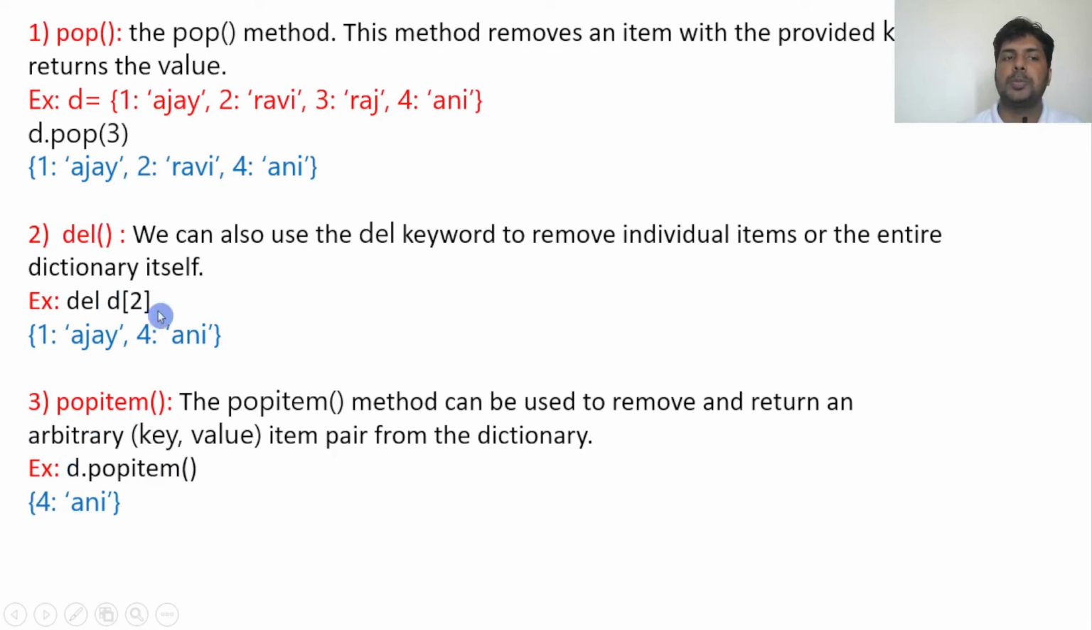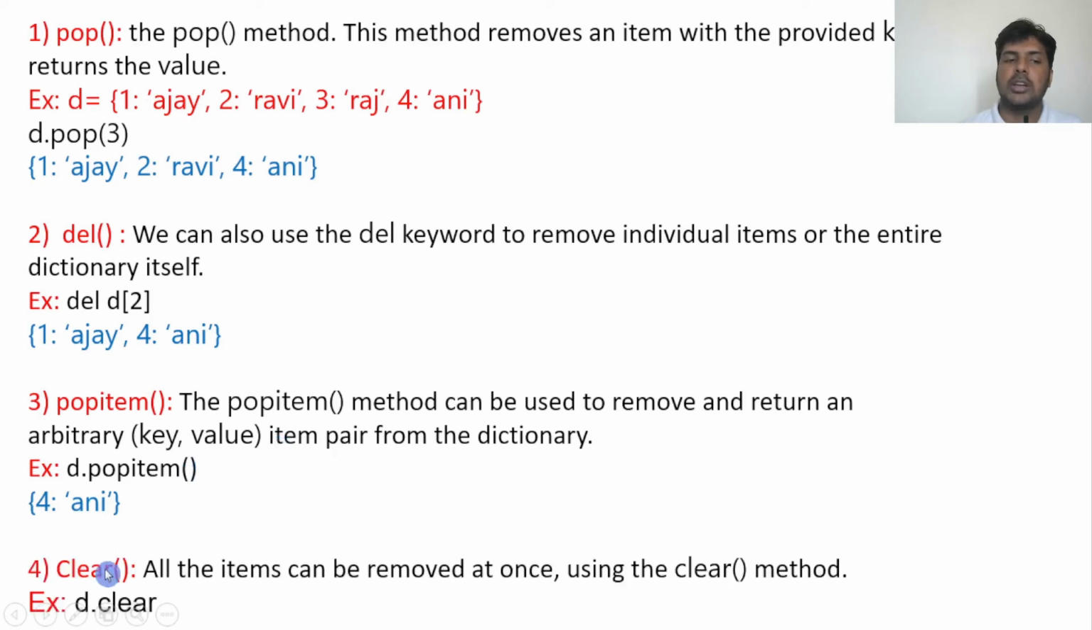These two are the outputs. Whenever you say d dot popitem, it will show the element which is removed, right? So next, there is another method called clear. Clear also will help us to remove the elements. Just say d dot clear, and all the elements from the dictionary will be removed. So let us see examples one by one.